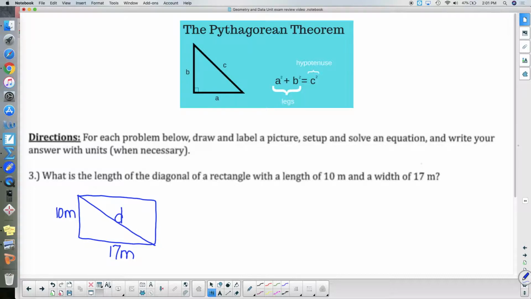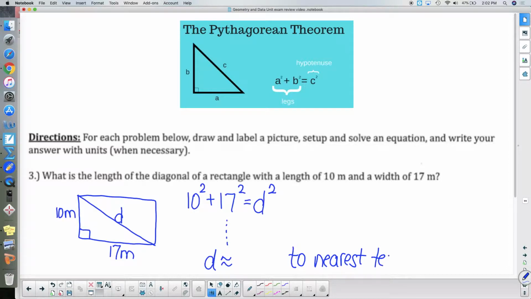But I can see from this that the diagonal that I'm looking for is opposite the right angle, so that's my hypotenuse. So our setup then would be 10 squared plus 17 squared equals D squared. Before you go calculating, you want to see if they give us any information about rounding versus giving an exact answer. And in this one they don't, so I think a rounded answer could be okay. So as soon as you get it, let's get that answer rounded to the nearest tenth, we'll say. We'll add some rounding directions. So to the nearest tenth. So pause the video and keep working on that one.